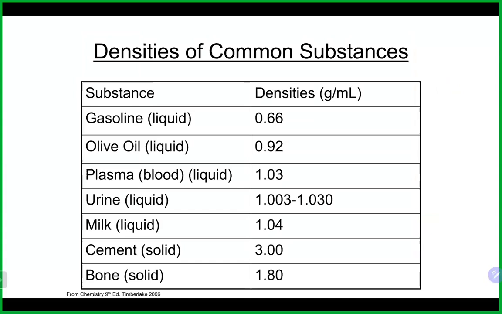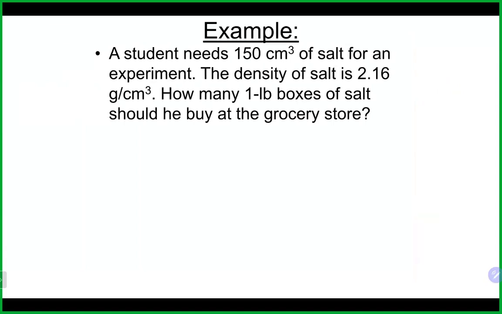All right. And here again, just some more common things. Cement and bone are more dense than liquid water. So why don't we try this one here? Let's say a student needs 150 cubic centimeters of salt for an experiment. The density of the salt is 2.16 grams per cubic centimeter. How many 1-pound boxes of salt should he buy? Okay, so let's take a look and see how you're doing.